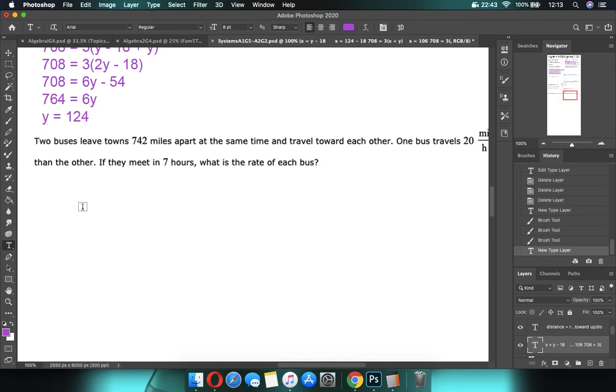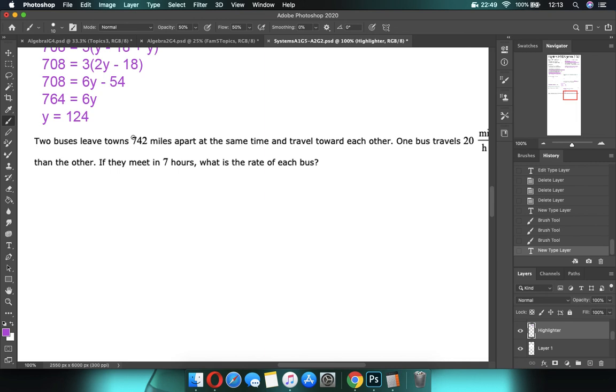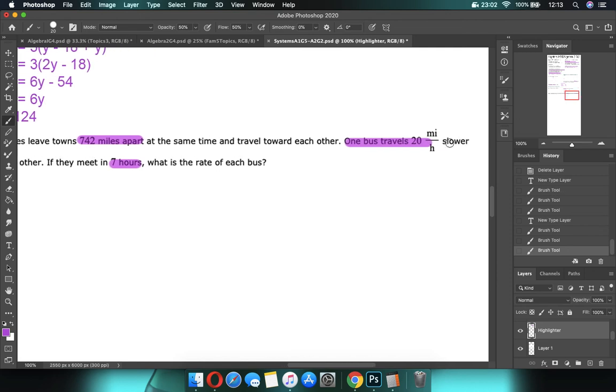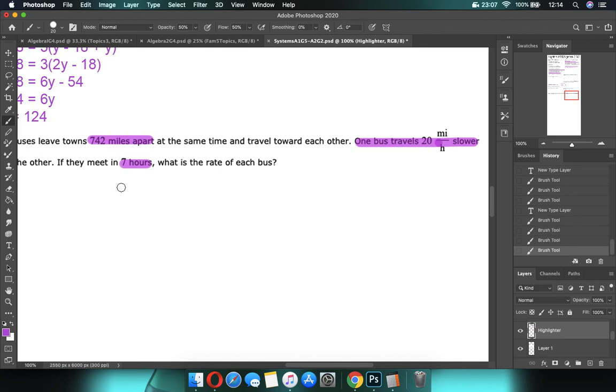Let's go through one more example. So what do we have? Let's pull out our highlighter. We have 742 miles apart. There's my distance, and then there's 7 hours. So there's my time. Then the most important thing. One bus travels 20 clicks what? Slower. And that's the word I needed. 20 clicks slower than the other.